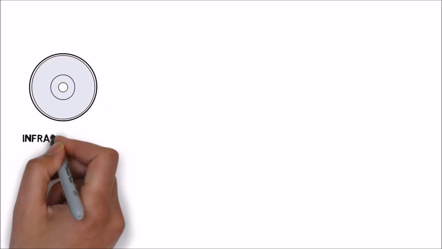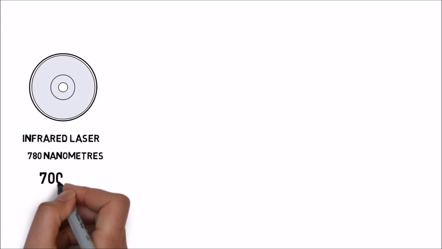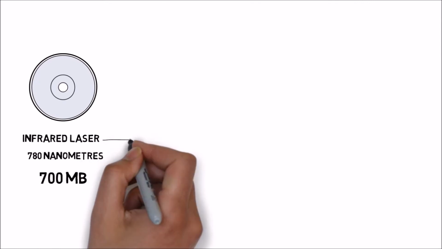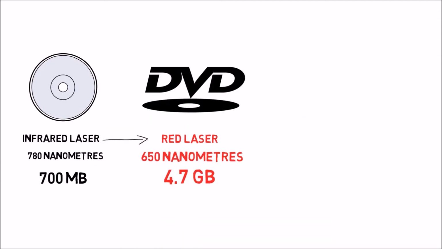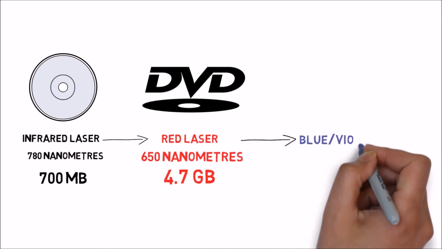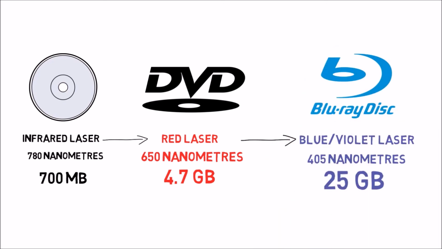A typical CD uses an infrared laser with a wavelength of 780 nanometers. This will give 700 megabytes of storage. If we change to a red laser of shorter wavelength, you can store up to 4.7 gigabytes of data. This gives you your DVD. If we change the laser to an even shorter wavelength, we can store up to 25 gigabytes of data. This is your Blu-ray disc.